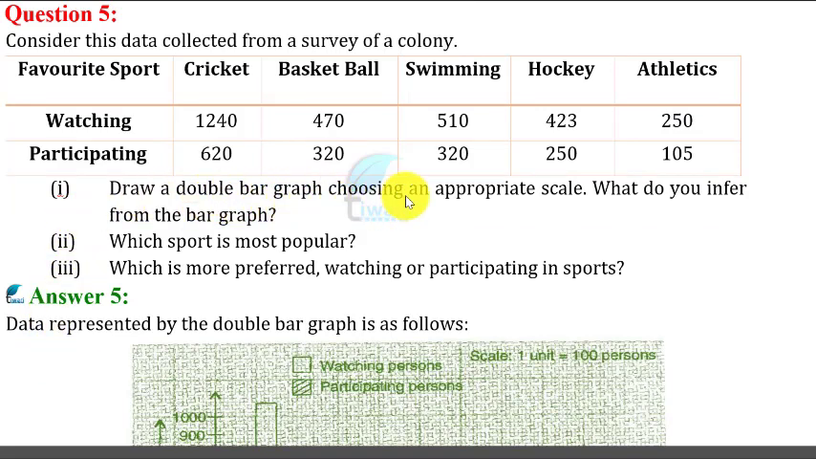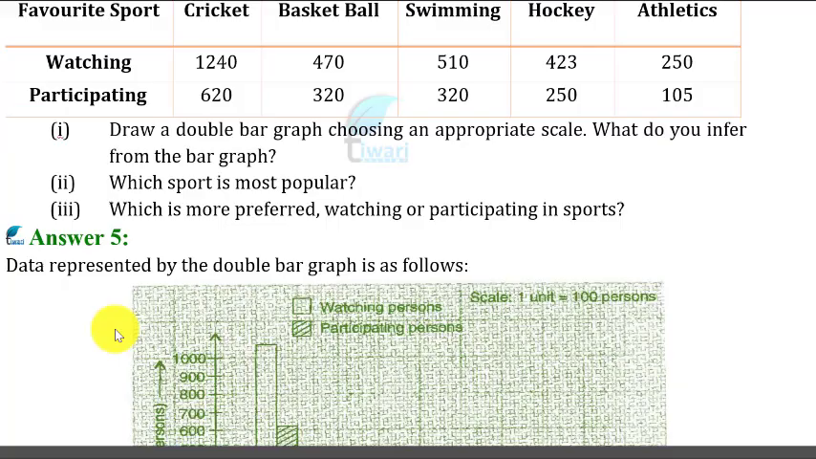Draw a double bar graph, choosing an appropriate scale. What do you infer from the bar graph? Which sport is the most popular? And the third one is, which is most preferred, watching or participating in a sport? So with the help of this given data we have to draw a double bar graph.